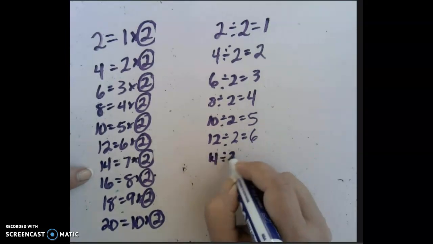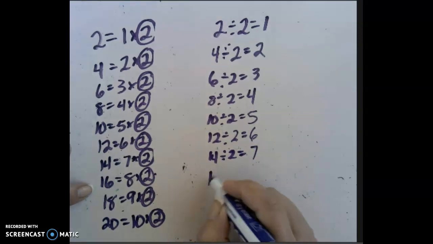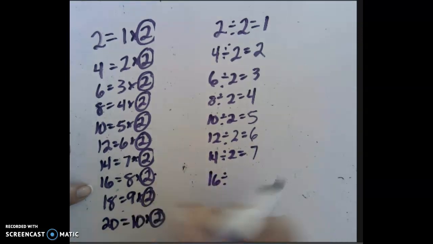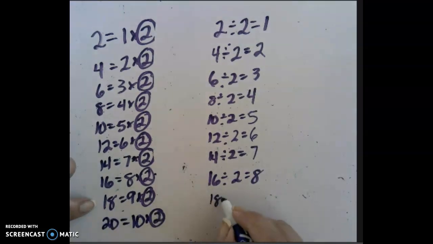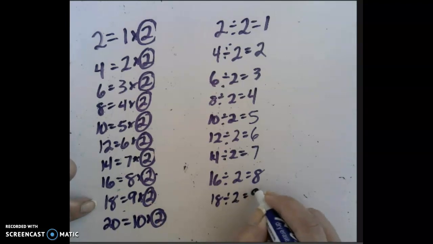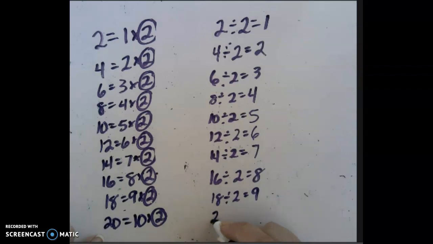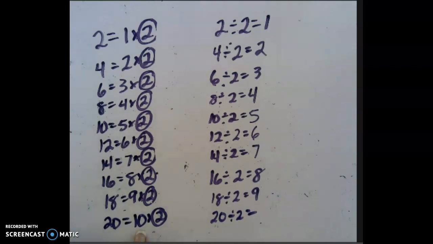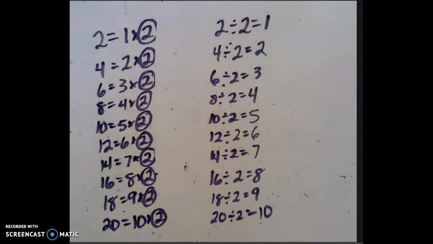14 divided by 2 equals, I can see it right there, 7. 16 divided by 2 equals 8. 18 divided by 2 equals 9. And then we're going to take our 20 and our 2. 20 divided by 2 equals, what number is missing in this group? 10. All right, that was a lot of information really quick.